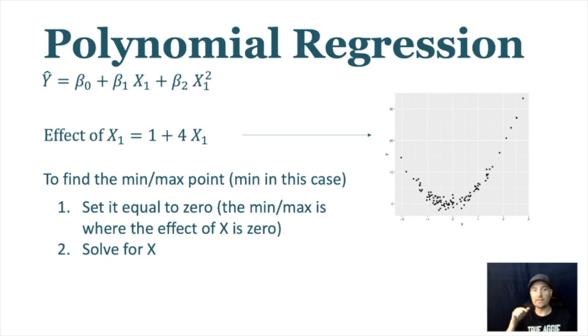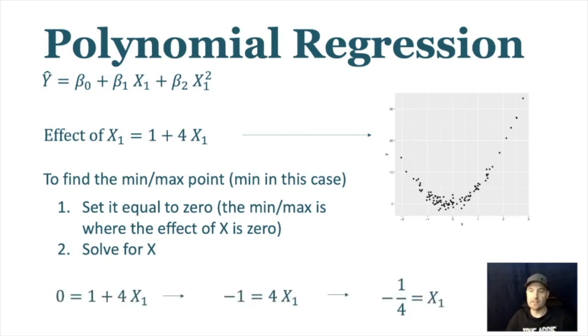So if we set the effect of x equal to 0, when the effect of x is 0, so for a 1 unit increase in x, it just is flat on y. And then we solve for x, that's going to give us our min. So in this case, if we set it to 0, so 0 equals 1 plus 4 times x1. If we use some algebra, so we minus the 1 over, and then we divide by 4, we get the min point is negative 1/4. So when x1 is negative 1/4, that is the minimum point in this graph.